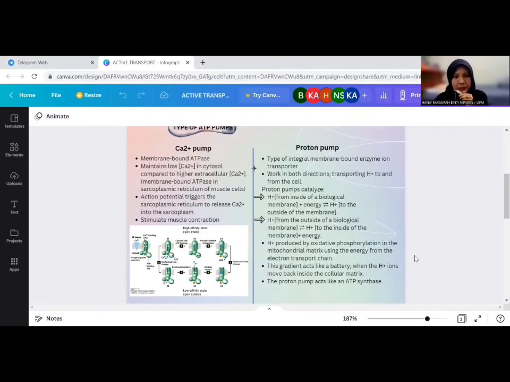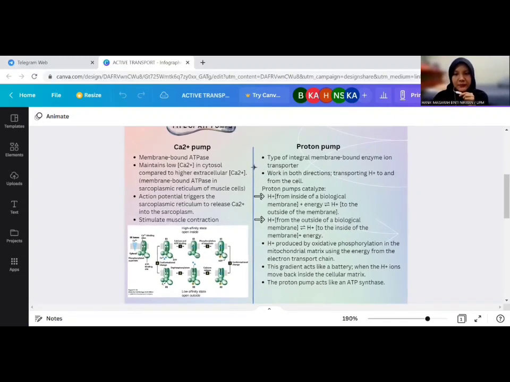So I'm going to present about the calcium pump. The calcium pump is a membrane-bound ATPase which maintains a low concentration of calcium ions in the cytosol compared to the higher extracellular concentration of calcium ions, and it is the membrane-bound ATPase in the sarcoplasmic reticulum of muscle cells.